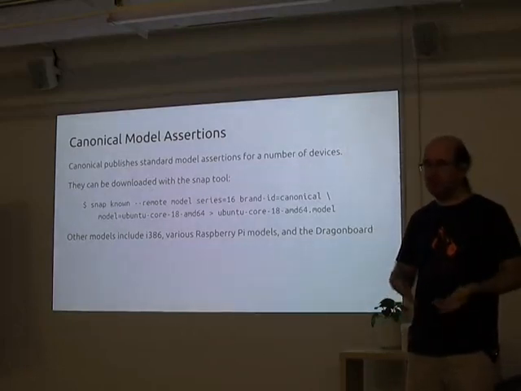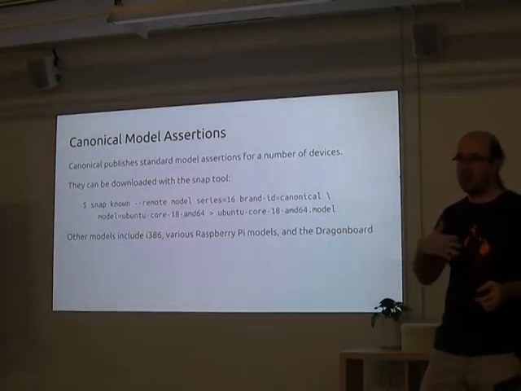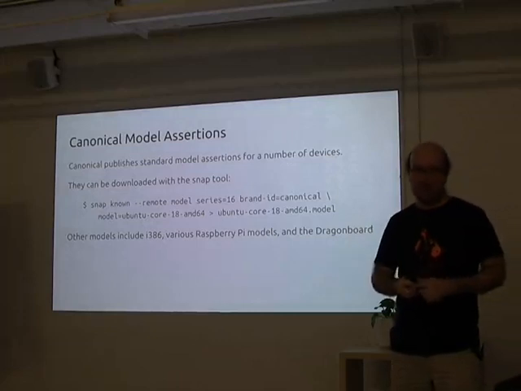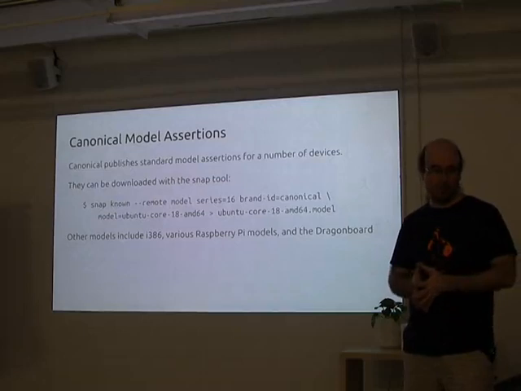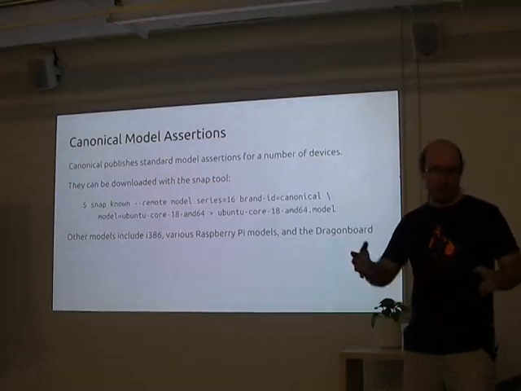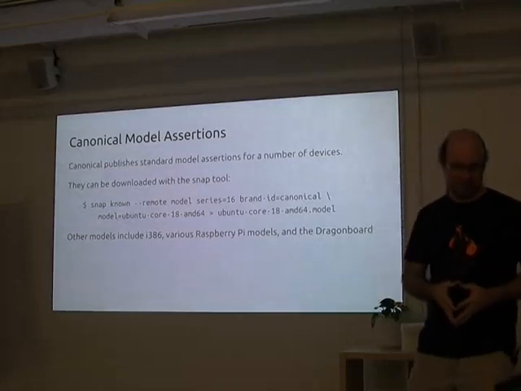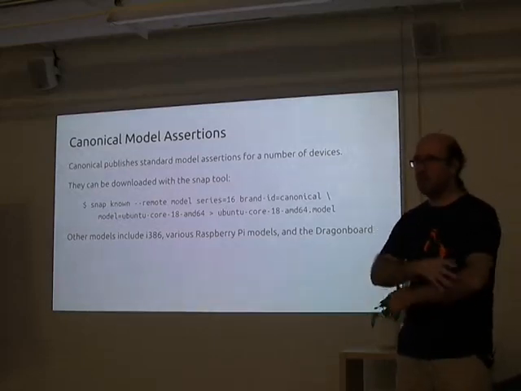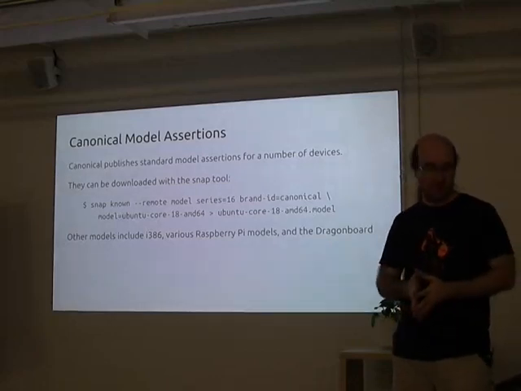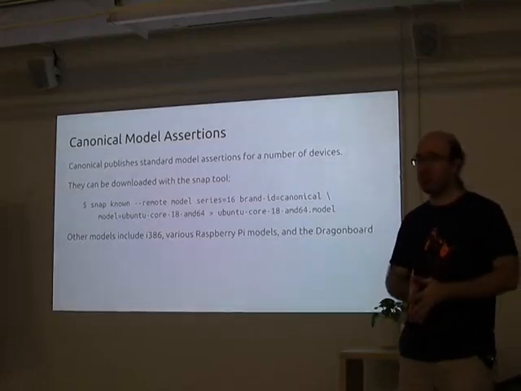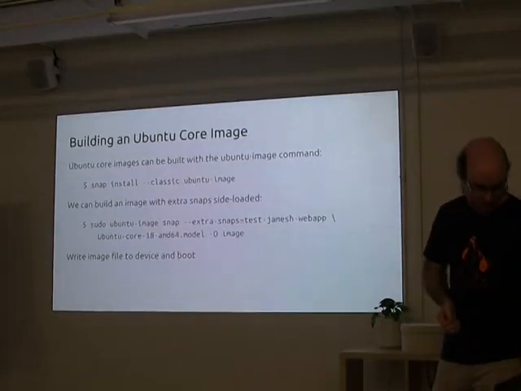Again, brand ID is saying we're getting a model coming from Canonical, because I can publish my own model assertions, which would then be linked to my account, and then the name of the model, which here is Ubuntu Core 18 AMD64, because nice and descriptive. And again, there are model assertions for 32-bit x86 and various Raspberry Pi models and Dragonboard.